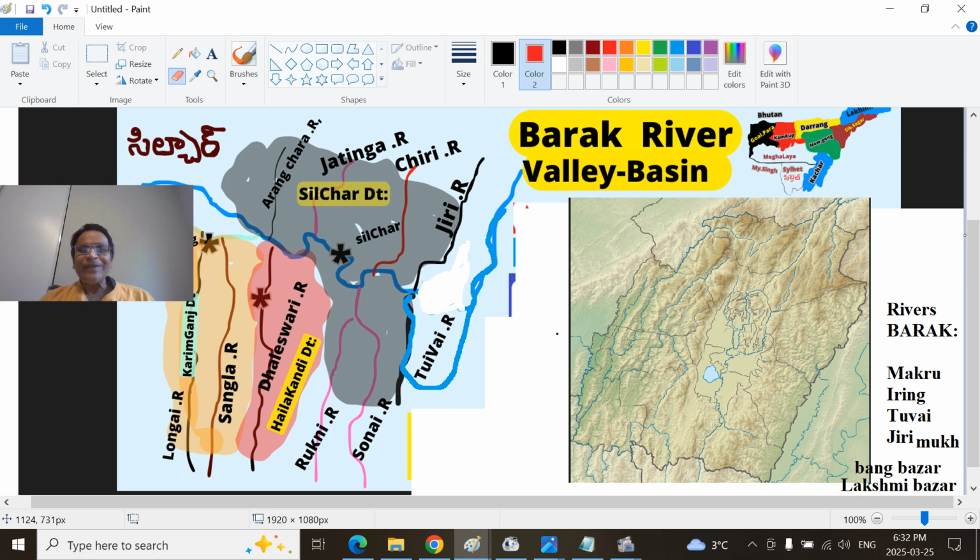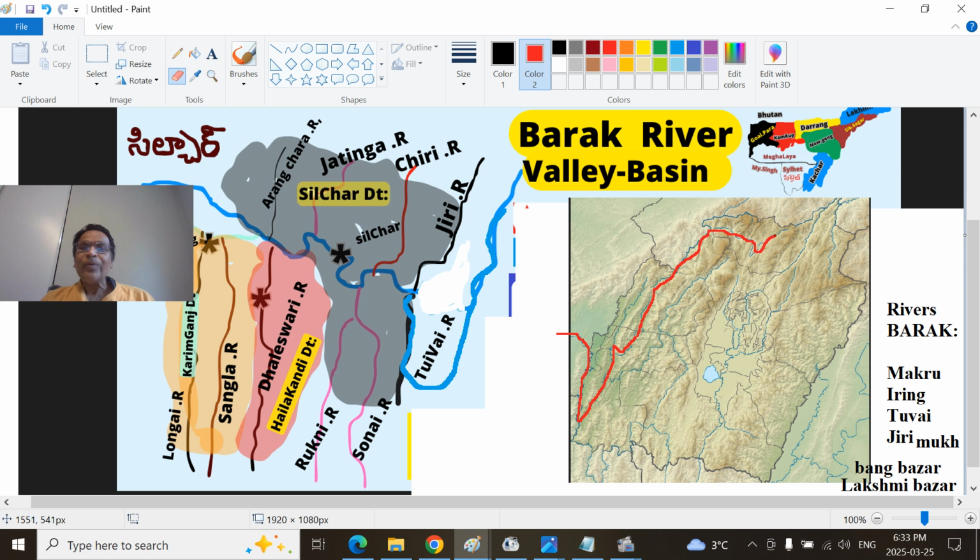This is where we are traveling back. This is the Barak River. West side is the Makru River. The Barak River, Nagaland, Manipur border.